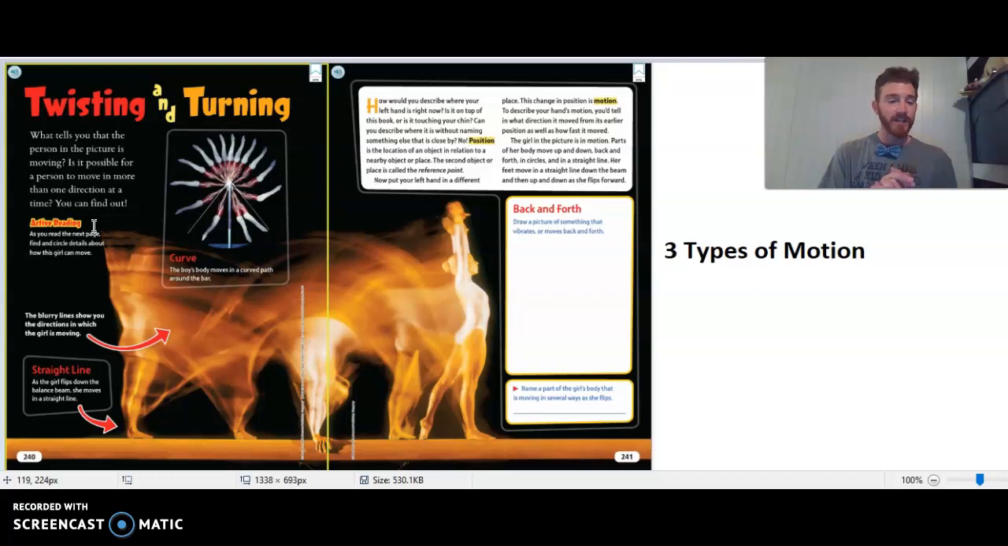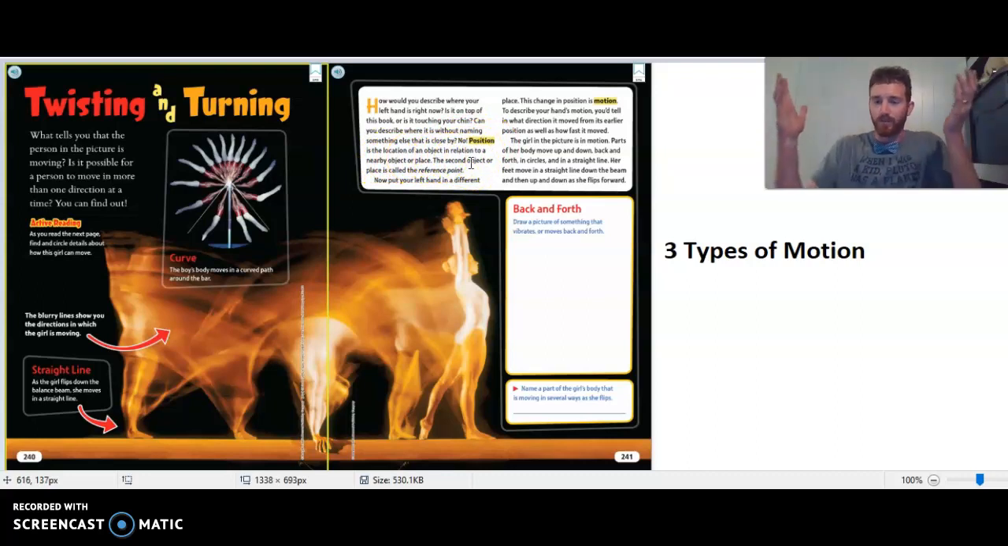This first page, 240 and 241, is talking about basically the kinds of motion, or the ways we know that motion's happening. When you hear the word motion, you probably think movement, right? So moving things, moving objects are in motion. That's kind of simple stuff. But we do have a definition for a couple things here. They talk about position as the location of an object in relation to a nearby object or place.